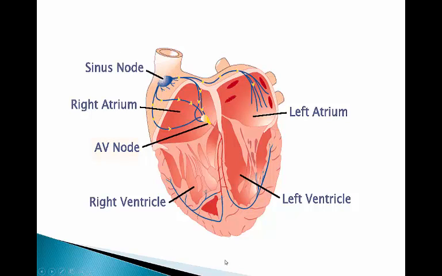All right, here's just another basic picture of the heart. So there's your SA node. Okay, remember, the SA node does atrial depolarization and whatnot, and then it goes to the AV node, which slows things down just a little bit, and then the impulse goes through the bundle of His and the Purkinje fibers down into the ventricles to cause ventricular depolarization.